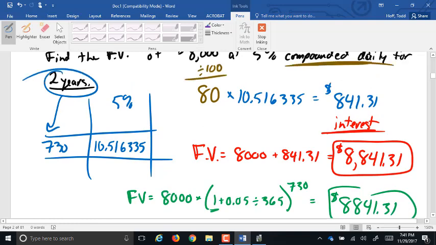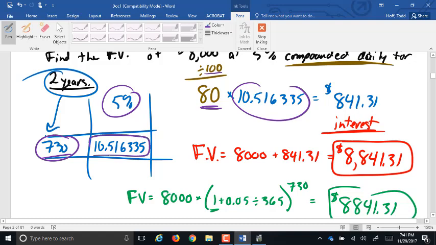Daily? $8,000 divided by 100 to get the 80. Yep. It was 5% in 730 days for 2 years. So then you did that, and the chart gave the 10.